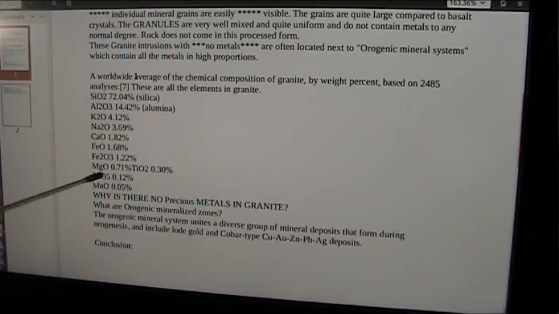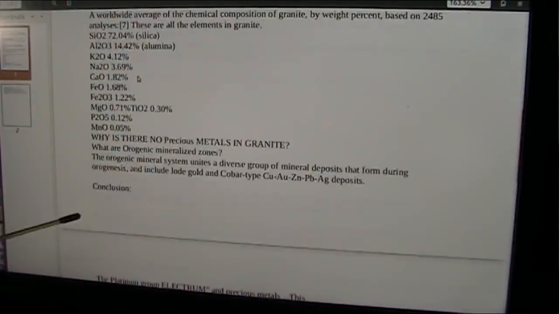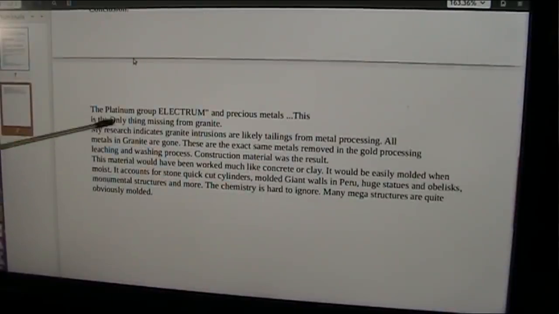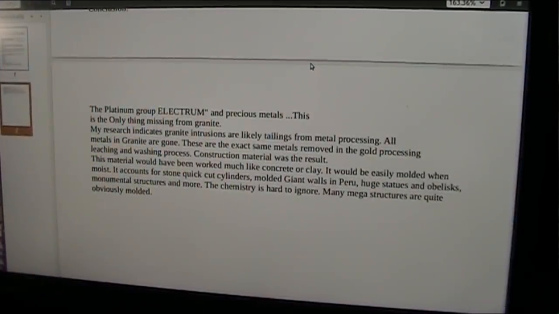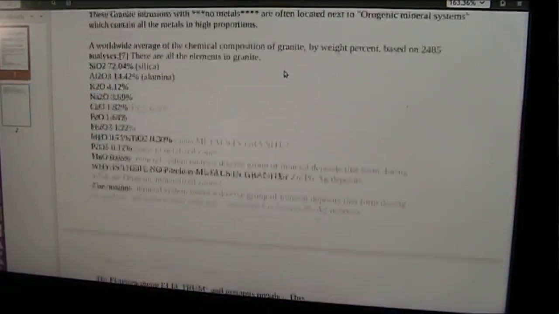This is what's in them. Why is there no precious metals? It's gone. And then the orogenic mineralized zones I just spoke about. And then it goes on, conclusion: platinum group, electrum, and precious metals. The only thing missing from granite. That's all they took out. And then it goes on about the tailings were used for constructions and all that business. And it's just extremely obvious.